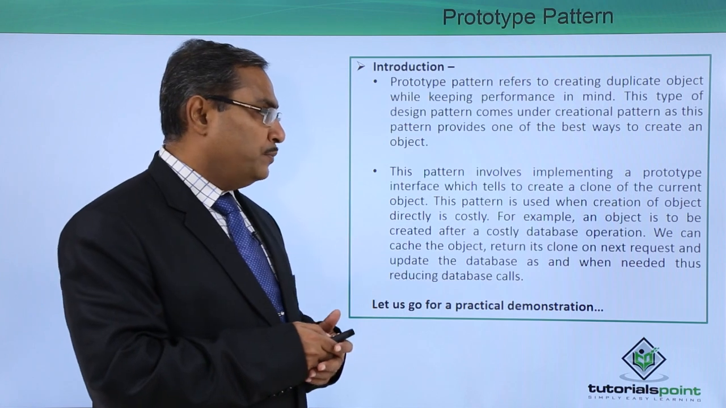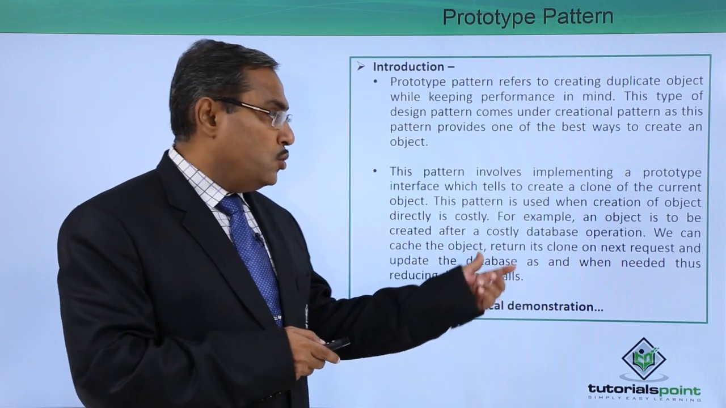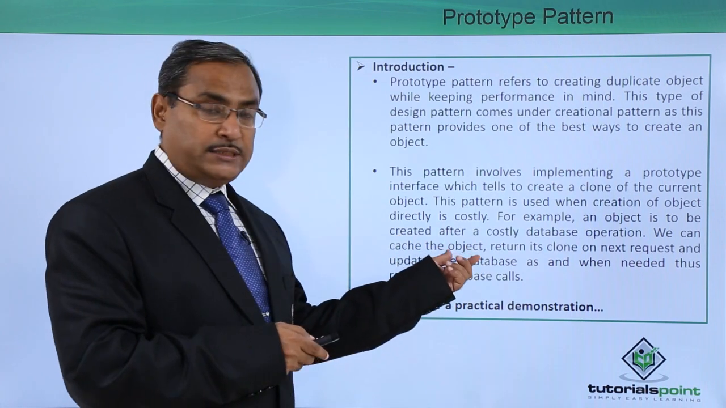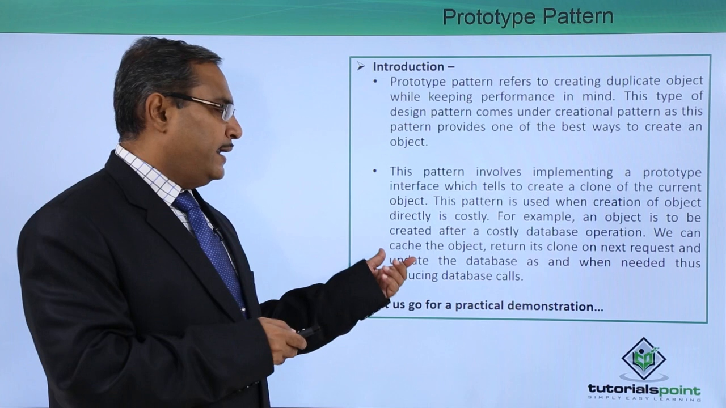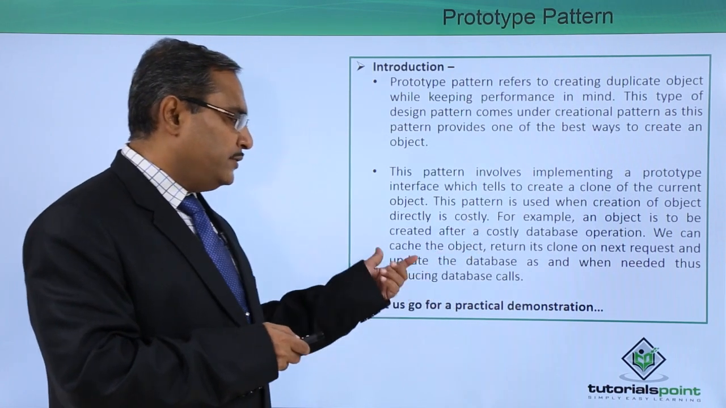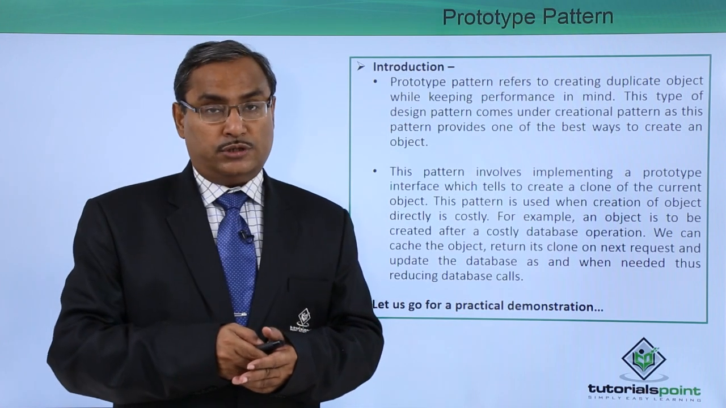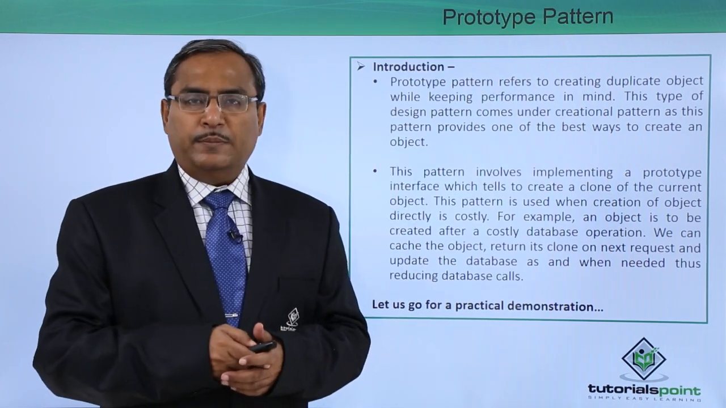So for example, an object is to be created after a costly database operation. We can cache the object and return its clone on the next request, and update the database as and when needed, thus reducing the database calls. So in these applications, this prototype design pattern can be used.